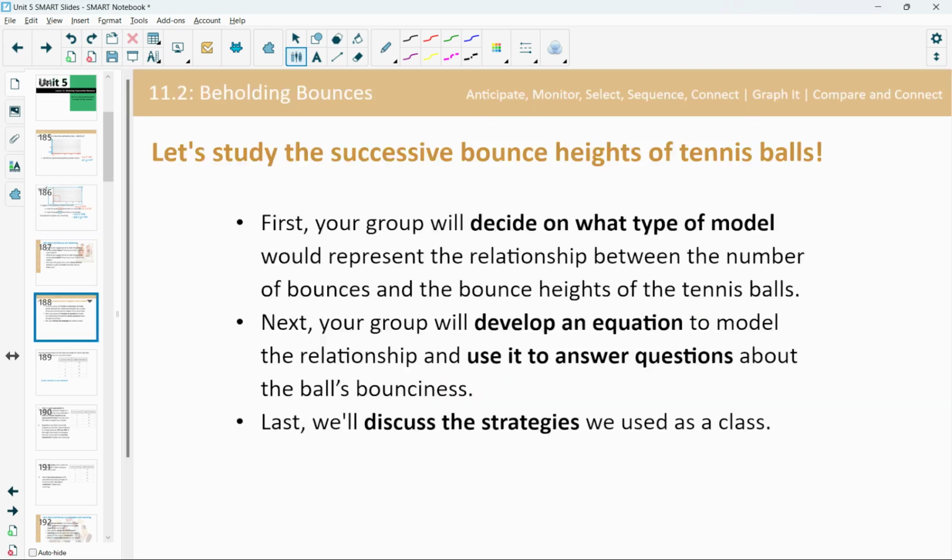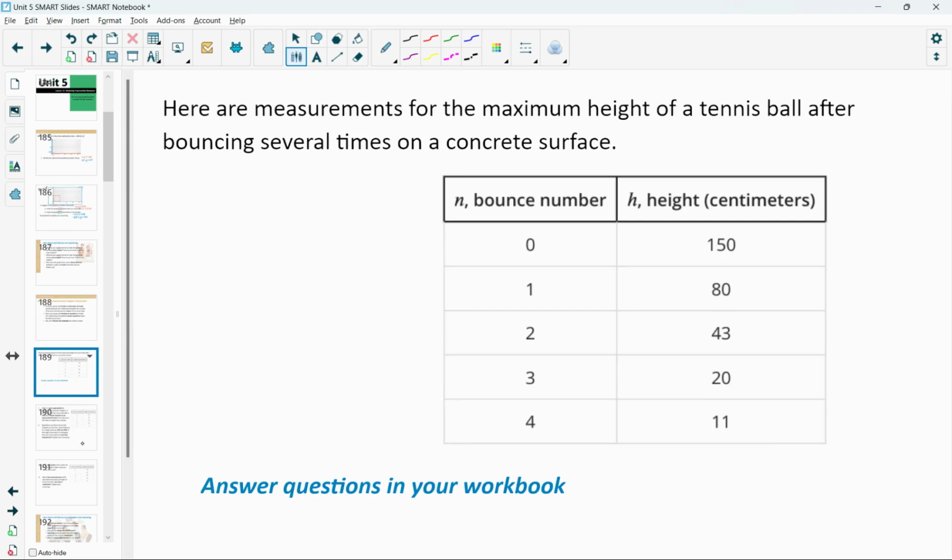Next activity is going to be looking at the heights when we bounce some tennis balls. So you're going to be deciding on what type of model would represent the relationship best. Then you're going to develop an equation and use it to answer some questions and then discuss your strategies. So here are the measurements for the maximum height of the tennis ball after bouncing several times on a concrete surface. So we see the number of bounces and then the height in centimeters. And go ahead and answer the questions in your workbook and then come back for me to discuss and work through them.